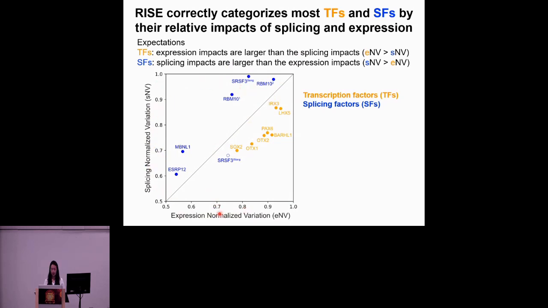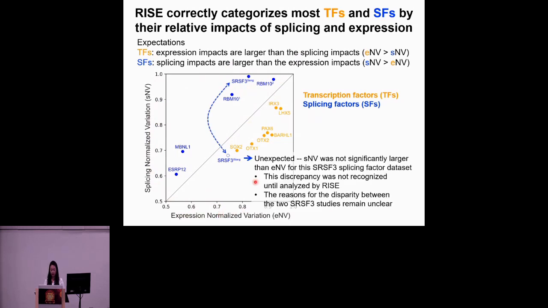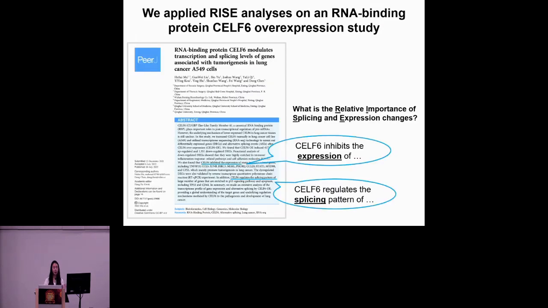However, we do have one unanticipated result in one of the SRF3 studies. Despite SRF3 being a splice factor, RISE did not detect a significantly larger splicing impact in one of the SRF3 studies. The discrepancy was not recognized until analyzed by RISE, but the reason for it is still a little unclear to us. In addition to validating RISE on those known transcription factors and splicing factors, we also thought to apply RISE to some proteins with complex or previously unknown roles in regulating transcriptomes.